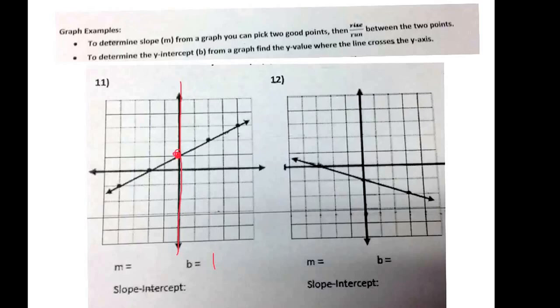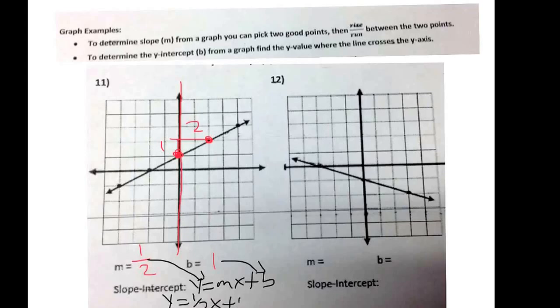Now I've got to count out the slope, so that's a good point. So here's another good point. I get in the elevator, always start with the left point, up 1, over 2. So my slope is 1 over 2. So my equation, y equals mx plus b, 1/2 is my m, 1 is my b, so it's y equals 1/2 x plus 1.